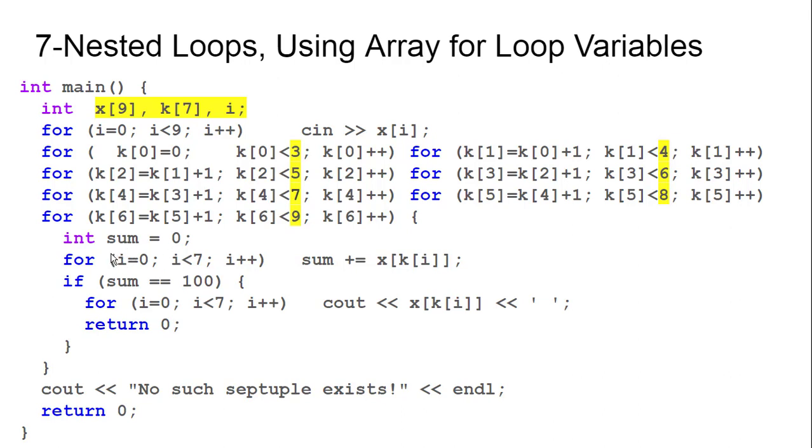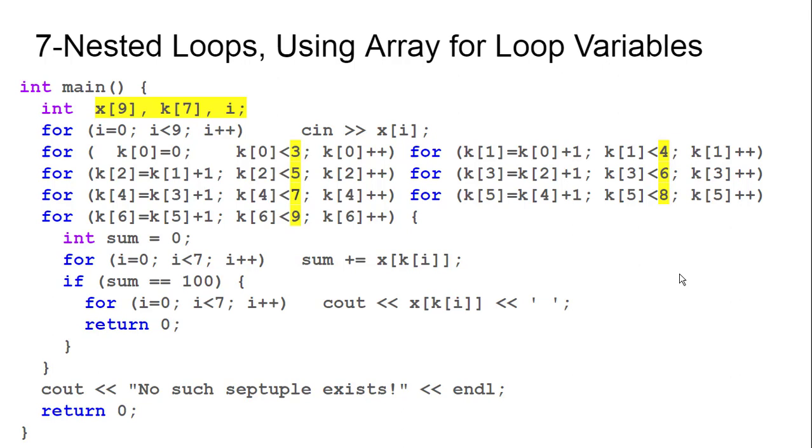Another thing I varied slightly differently is that I declare the variable i outside, the loop variable. Because of that, I do not need to have an int here. Typically we write for int i equals 0, i less than 9, i plus plus, which means we are declaring a new loop variable of integer type. But we don't have to do that. We can declare the variable outside, and then anywhere we need i, we can directly use it. After that, if the sum equals 100, then we print out these 7 values.